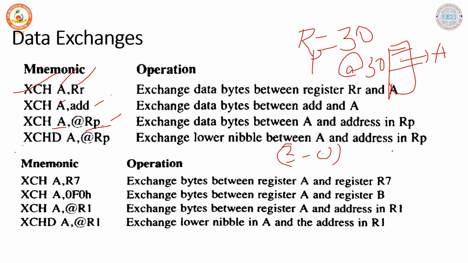Now here, XCHD, as I told you, whenever we want to exchange the lower nibble between A and the address in Rp, we can make use of XCHD. The lower nibble content will be exchanged, and this instruction is provided with some examples. You can see here XCH A comma R7, XCH A comma 0F0. So that means the contents of these will be exchanged.